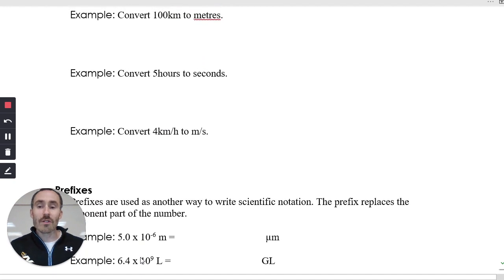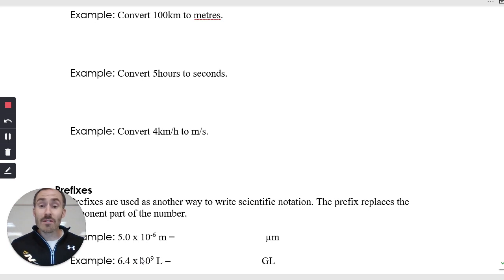Okay, so let's convert 100 kilometers to meters. You might be able to do that just right off the top of your head because every kilometer is 1,000 meters. And so 100 kilometers times 1,000 meters each is 100,000 meters. Done. But there are going to be more complicated versions of this. So using a simple example, I want to give you the method that we generally use to convert units.